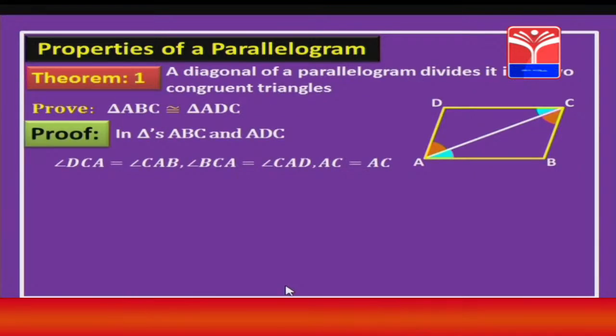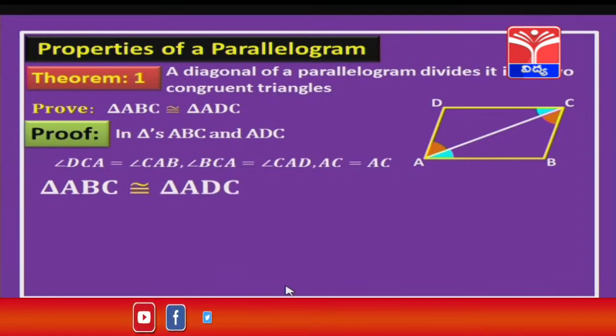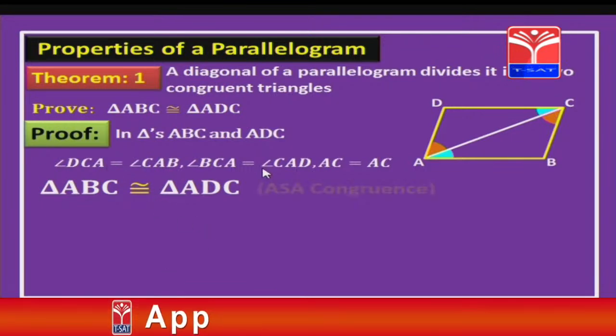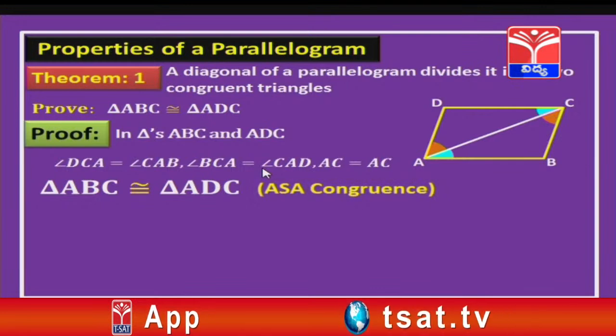So, therefore, what can we write, children? Yes, triangle ABC is congruent to triangle ADC. How can we say these two triangles are congruent? Here we have two angles and the included side. So, we can say that by ASA congruency both the triangles are congruent.